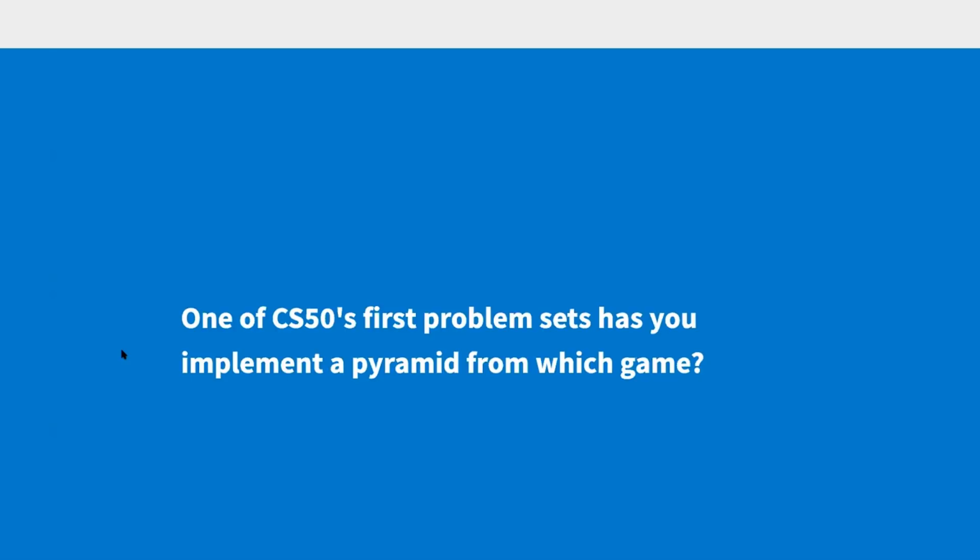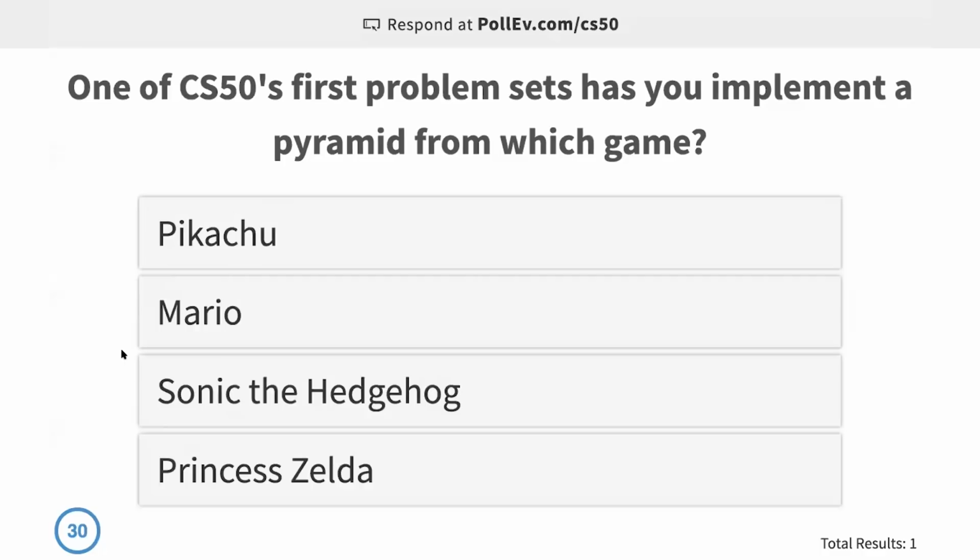So the first real CS50 question then is, one of CS50's first problem sets has you implement a pyramid from what game? Your options are Pikachu, Mario, Sonic the Hedgehog, Princess Zelda. 30 seconds to answer this question. One of CS50's first problem sets has you implement a pyramid from which game?